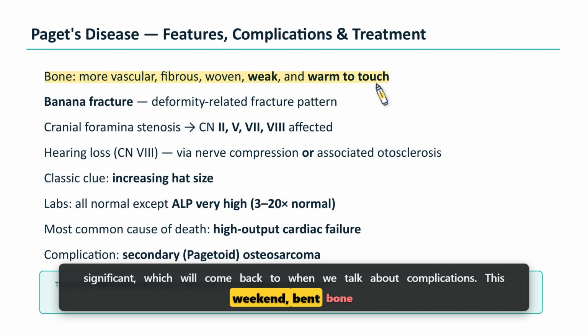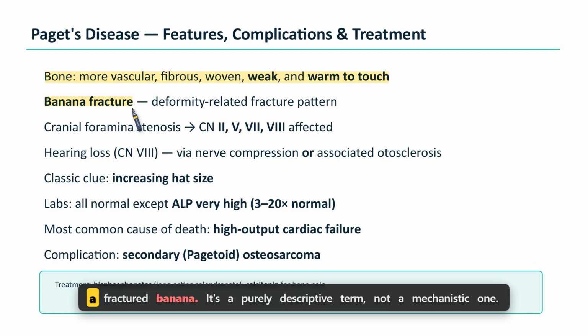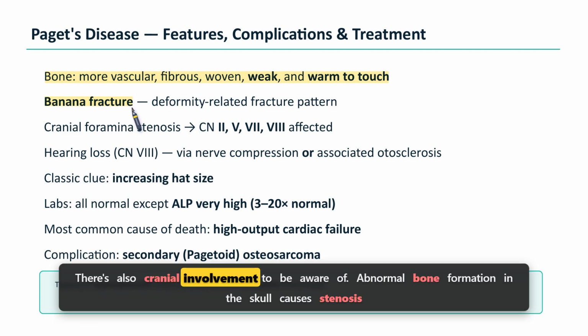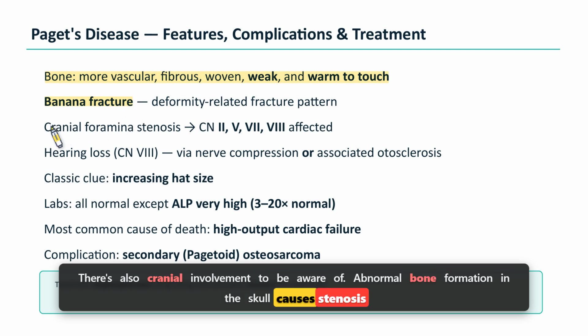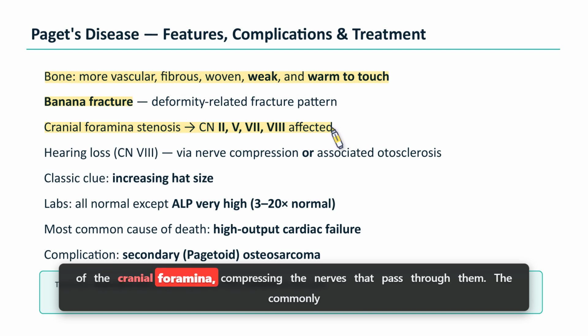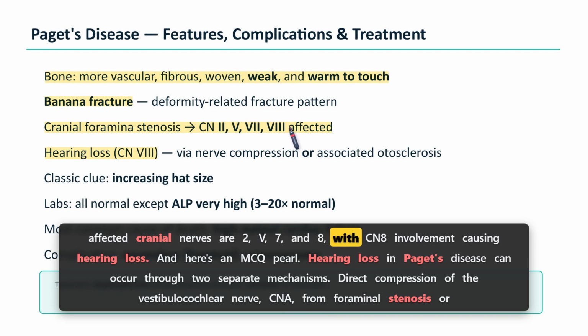This weakened, bent bone develops a characteristic fracture pattern that's been nicknamed the banana fracture because it resembles a fractured banana. It's a purely descriptive term, not a mechanistic one. There's also cranial involvement to be aware of. Abnormal bone formation in the skull causes stenosis of the cranial foramina, compressing the nerves that pass through them. The commonly affected cranial nerves are 2, 5, 7, and 8, with 8 involvement causing hearing loss.